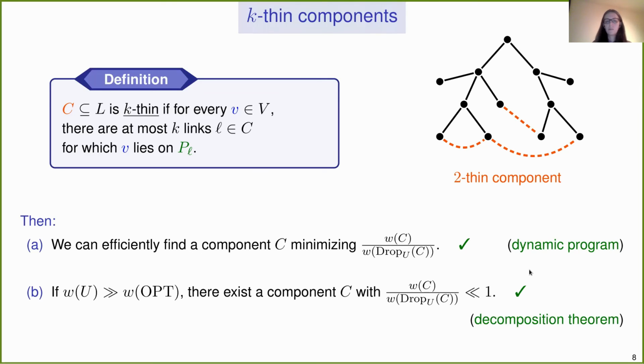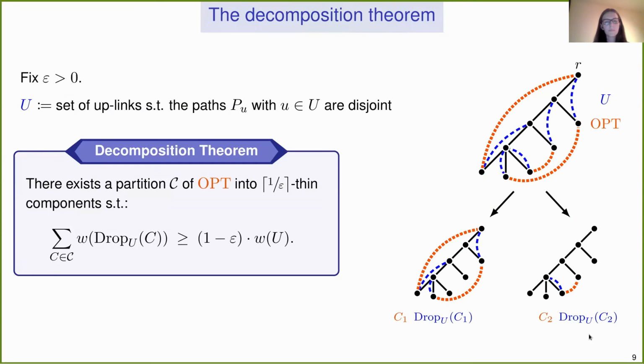So why is it true that as long as the weight of U is much larger than the weight of opt, there always exists a good component that we can use to make progress in our algorithm? In order to show this property B, we prove a new theorem, which we call the decomposition theorem, which is the main technical tool that we need in order to analyze our algorithm. That's where most of the work in the analysis goes. So let me show you that decomposition theorem, which is the key part of our analysis.